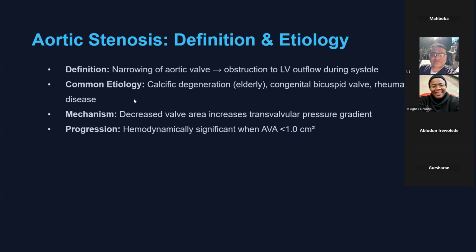Common causes of aortic stenosis include calcific degeneration that's present in the elderly, congenital bicuspid valve, rheumatic disease rarely. Mechanism or pathophysiology: the valve area decreases. This increases the pressure gradient across the valve, and the left ventricle has to push against more pressure. This can over time dilate the left ventricle, cause heart failure, etc. Hemodynamically it becomes significant if the valve area becomes less than 1.0 centimeter. Usually, if the valve area is more than 1.0 centimeter, patients may not experience many symptoms.